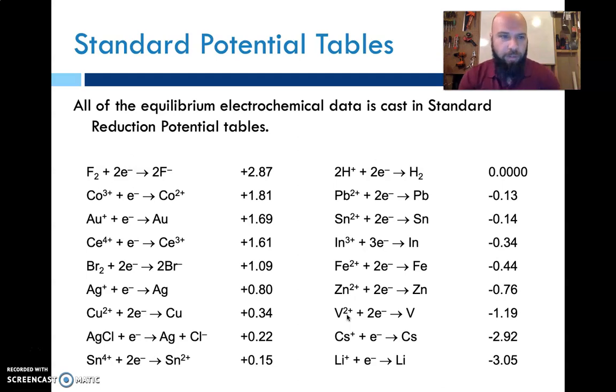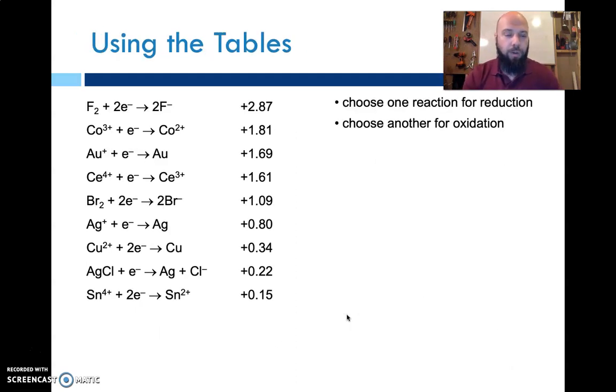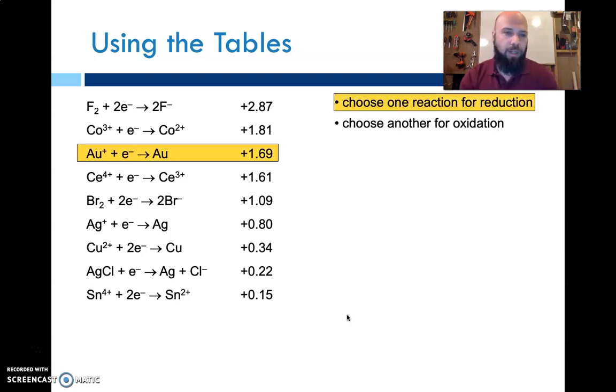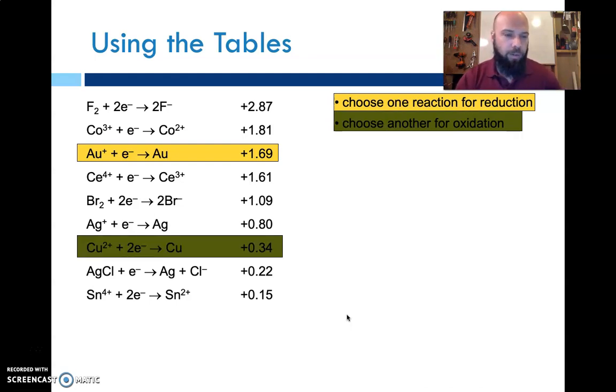Here's a short version of the table that is attached to this lesson. You can see that you have a bunch of positive and a bunch of negative half reactions here, and the hydrogen half reaction is 0 as your reference. Using these tables, if you don't have hydrogen as one of your half reactions, you can select one for reduction. So here we have the gold plus ion at positive 1.69, and select another half reaction to be your oxidation, and it's plus 0.34 for that copper half reaction.